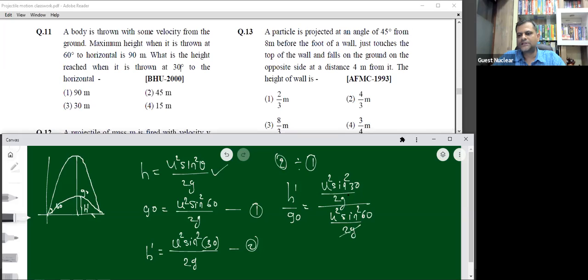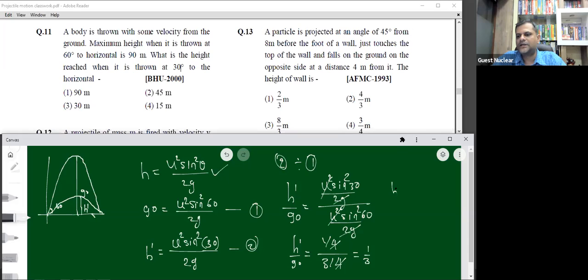So that 2g gets cancelled and u square also gets cancelled, and we are left with h dash upon 90 is actually going to be equal to sine square 30 upon sine square 60, which is 1 by 2 का होल स्क्वायर जो कि 1 by 4 बनता है, और साइन 60 कितना बनता है √3/2, तो √3/2 का स्क्वायर बनता है 3/4, करेक्ट है. So again this 4 gets cancelled and we'll be left with simply 1 by 3 here.